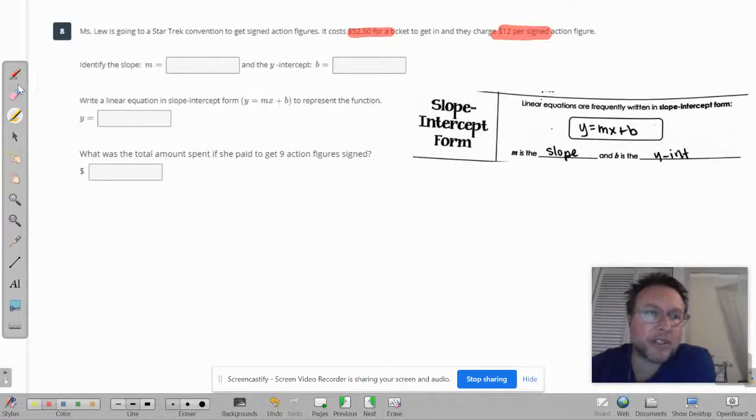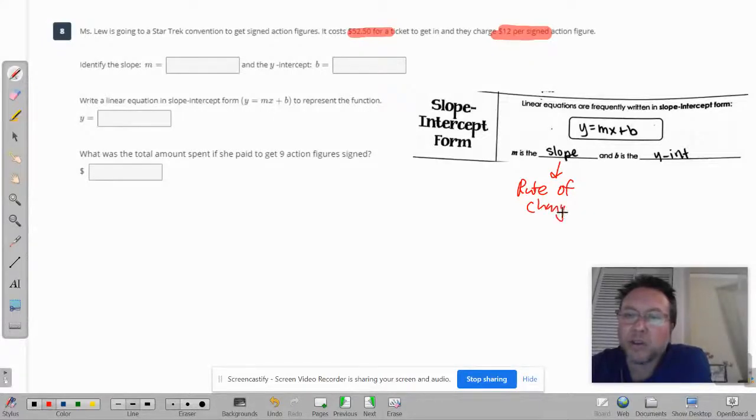When you see that per, P-E-R, you're thinking that's the slope, right? Because that would be the rate of change, because slope represents rate of change. And then your y-intercept represents the starting amount. So whether we're talking about a graph, a list of numbers, or in this case, how much it costs to get in, this would be your starting amount, $52.50 just to get in, and then it's $12 per action figure. So the slope in this case would be 12. The y-intercept, which is how much it costs to get in, is $52.50.